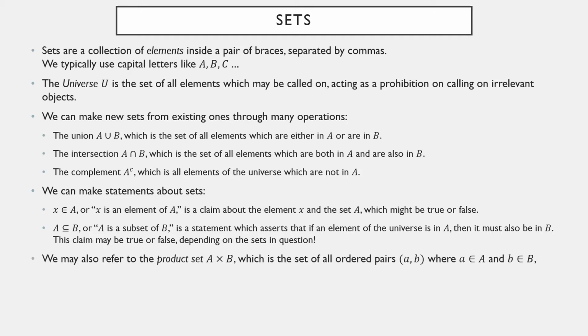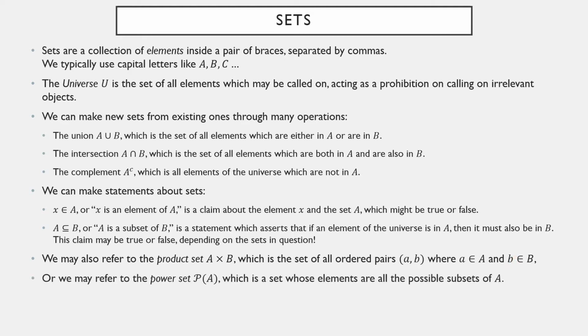Okay, we can also talk about product sets. This is collections of ordered pairs. The product set A times B is the collection of ordered pairs where the first element is in the first set A and the second element is in the second set B. Order really matters. Or we can talk about the power set. This is a set of all possible subsets of A. Doesn't come up quite as often as product sets, but it is something we should be familiar with.